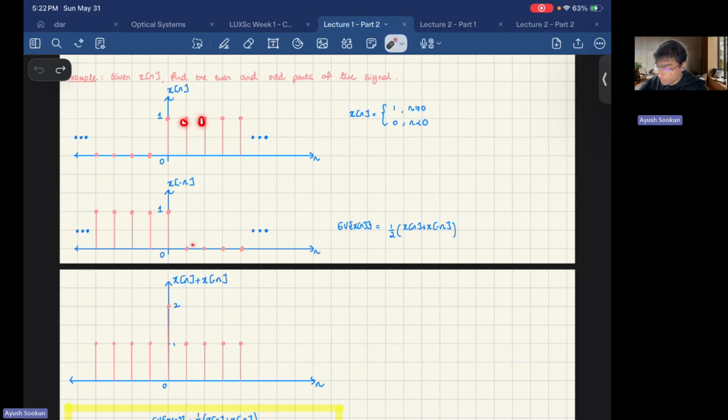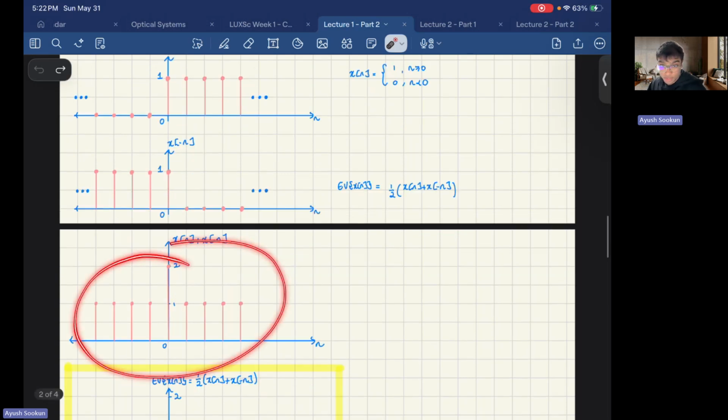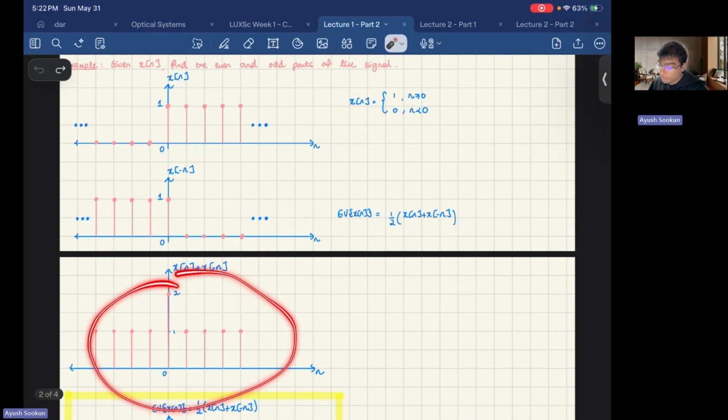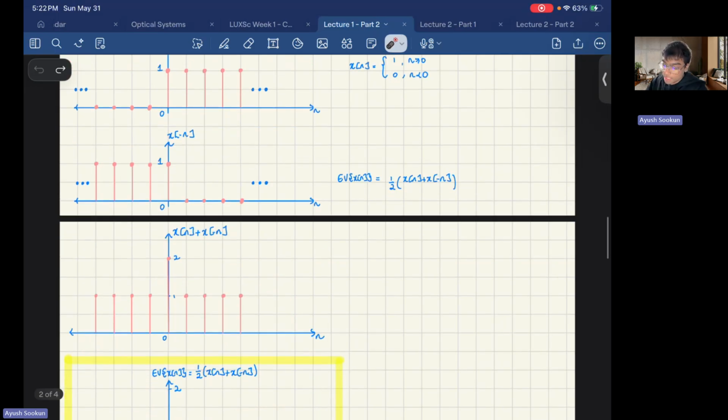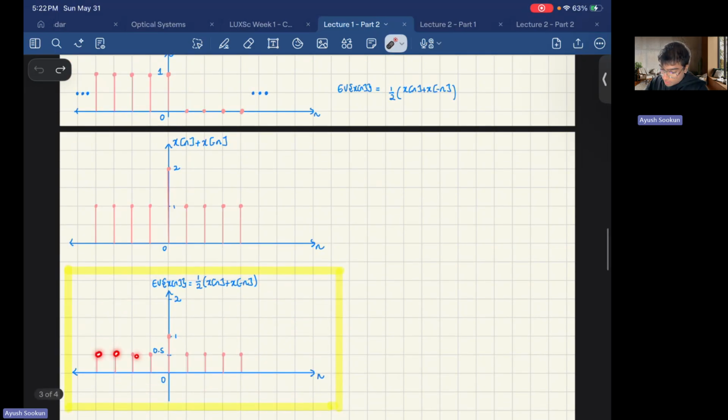1 plus 0 is 1, and then this is what we have. But we're not done yet because we have to scale this by half. So 1 times half is half. 2 times half is 1. So these are all going to be halves, and this is going to be 1. Okay?